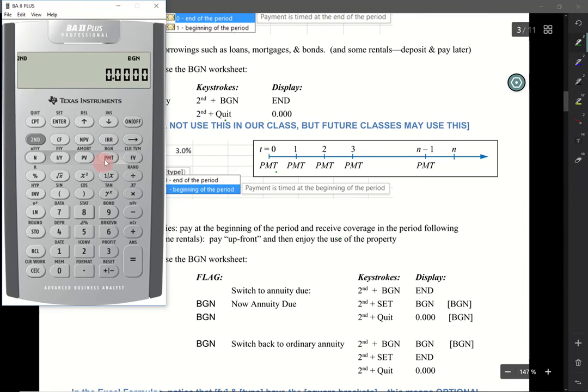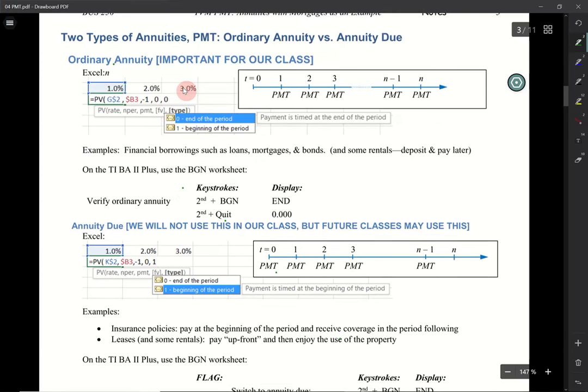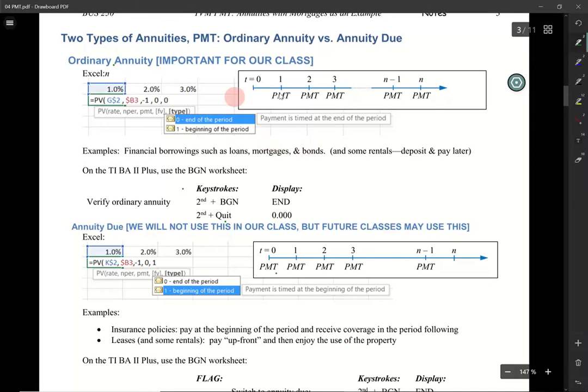So we go right to second BGN, and we do second set. And you notice that it says end, and the BGN went away. So let's do it again. We do set, and now it says beginning, and so that flag is there. And then we just do it again, and you can see that it just toggles it. So just on or off, beginning or end. Okay. So now we're back in the ordinary annuity, which is again the more common case. So just file that away.